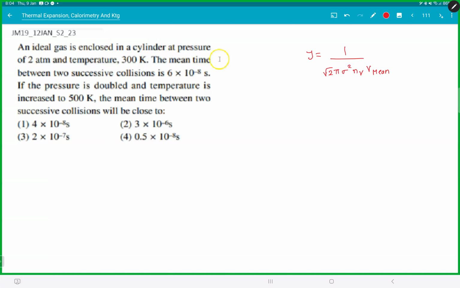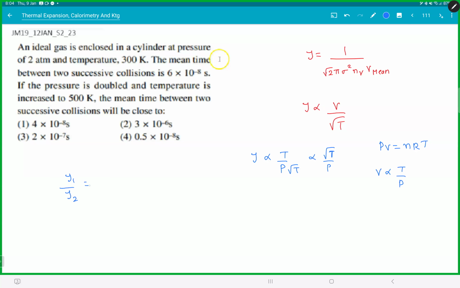Again, same story. Just now we proved that tau is proportional to volume by root T. Now from the ideal gas equation, PV is equal to nRT, so you don't want volume anywhere. So V is proportional to T by P. Substitute here: tau is proportional to T by P root T, that is, root T by P. That's what you have to do. Every time you have to get it in terms of what is being asked.